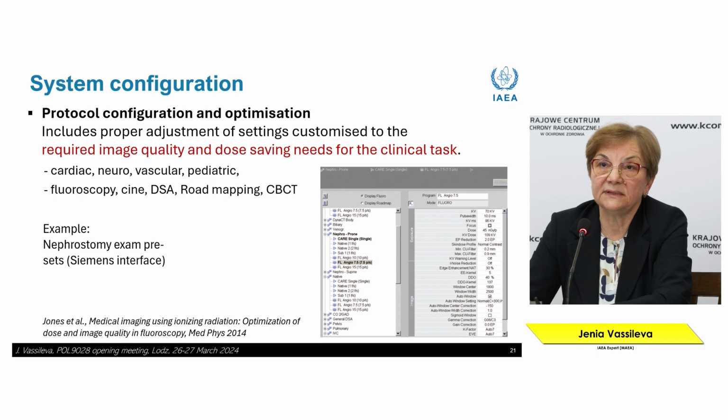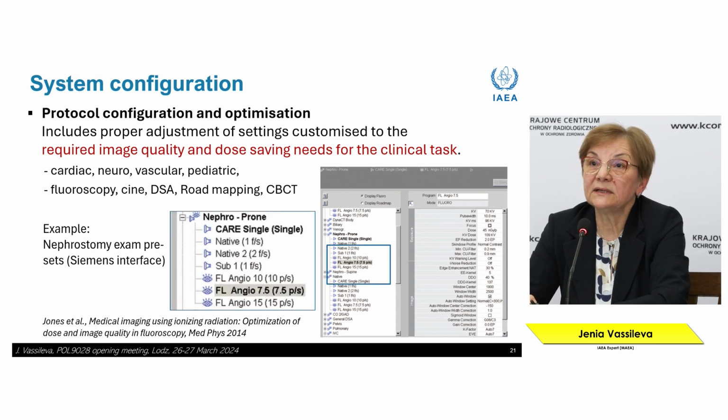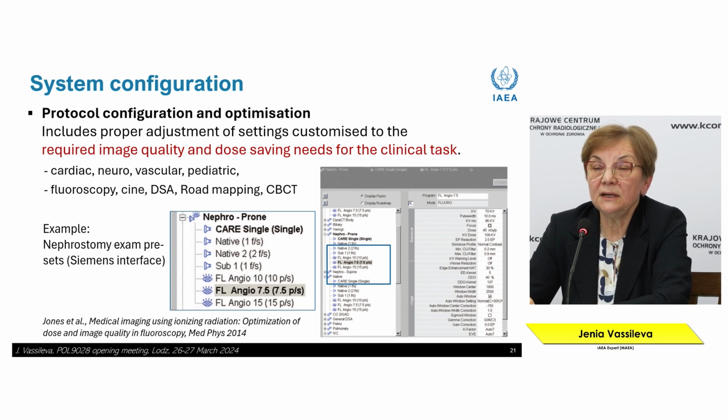task. And this example is from a Siemens interface, from one of the very famous papers published in Medical Physics on optimization, from presets for a nephrostomy exam with different modes used here, in which you see, for example, for the fluoroscopy, the default pulse rate is 7.5 pulses per second, and only if needed, the staff have to increase the pulse rate. So starting from the low dose mode is always a good practice.